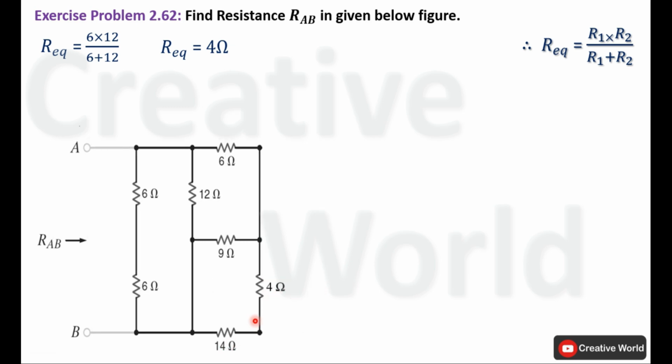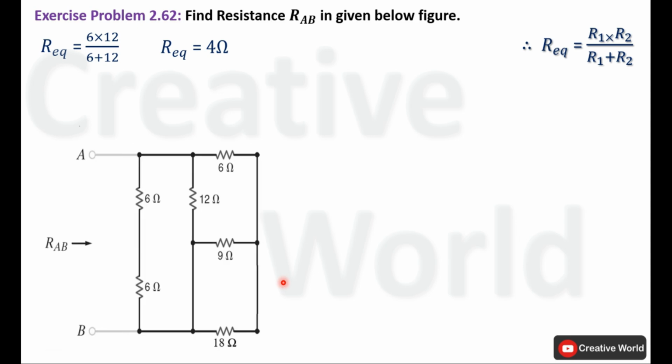Now these two resistances are in series connection. We can find their equivalent resistance by adding the values of both resistances together. It will become 14 plus 4, 18 ohm. Now these two resistances are in parallel connection. Again we will use this formula to calculate their equivalent resistance. In this case, R1 will be 9 ohm and R2 will be 18 ohm. Place values inside the equation.